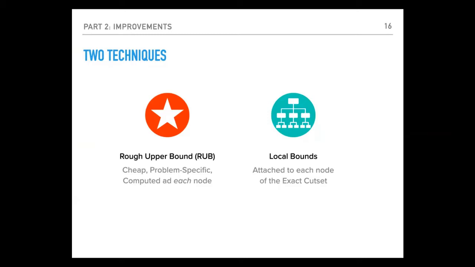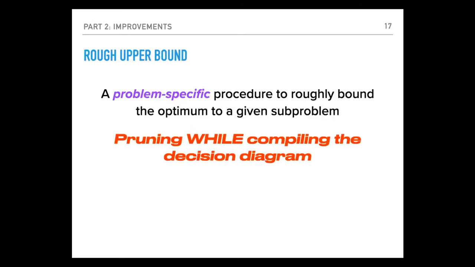The second one is called local bound, and that basically consists of attaching to each node a bound which is computed during the compilation of a previous MDD, and this allows us to do some more pruning. But let's first focus on the rough upper bound. Like I told you, it's a very cheap problem-specific procedure to evaluate the upper bound on the value of a given subproblem.